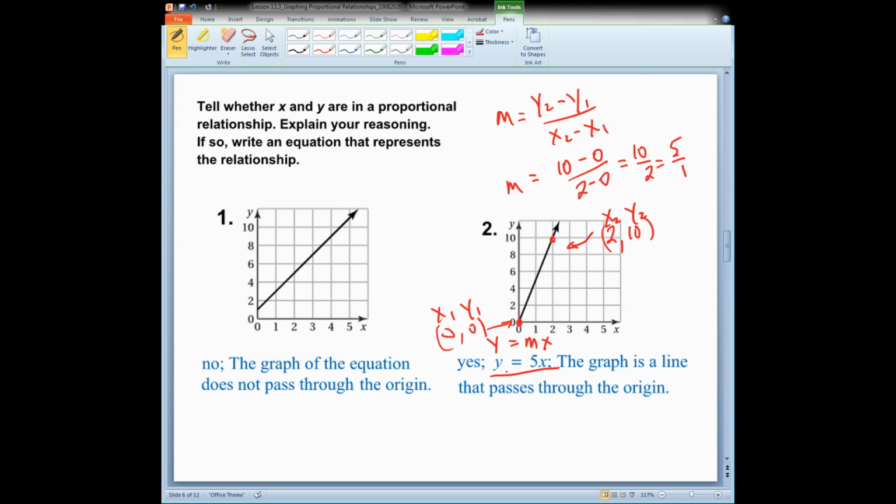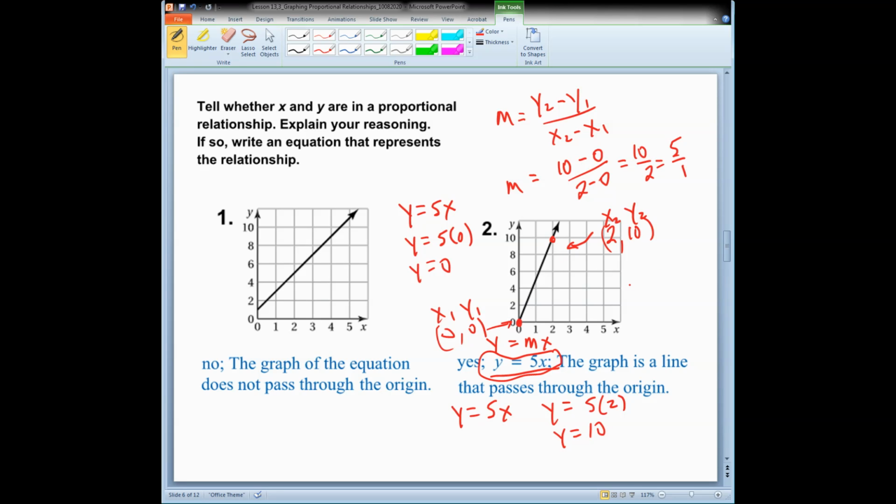0, 0 is a point on this line. If I have y equals 5x and I substitute 0 in for x, y equals 5 times 0, so y equals 0. So the point 0, 0 is on that line. Okay, is the point 2, 10 on that line? Well, we can check. Y equals 5x, so y equals 5 times the x coordinate, which is 2. So y equals 10, so the point 2, 10 is also on that line.